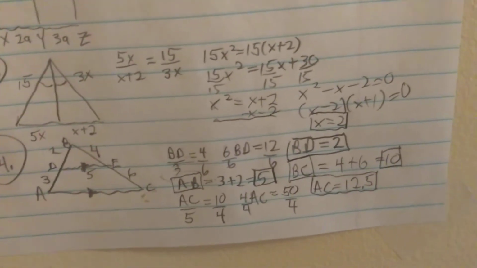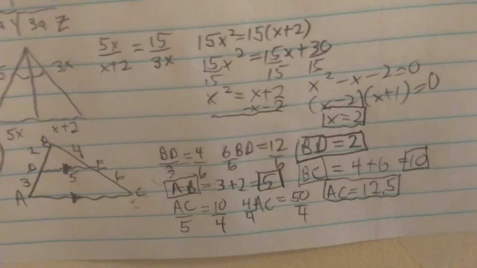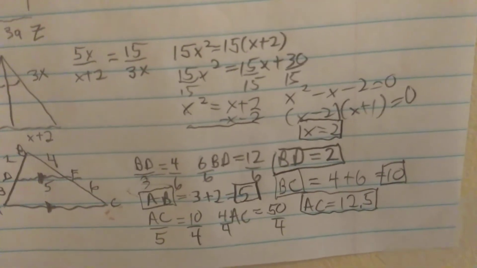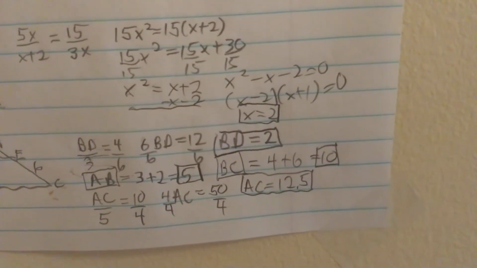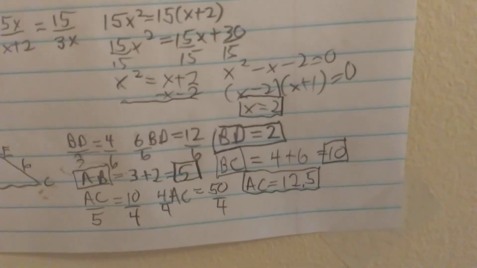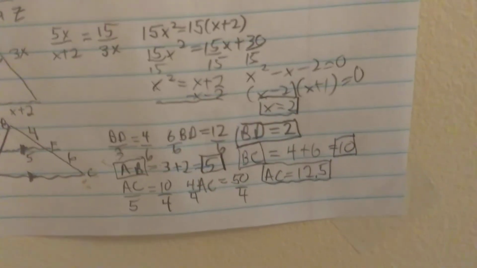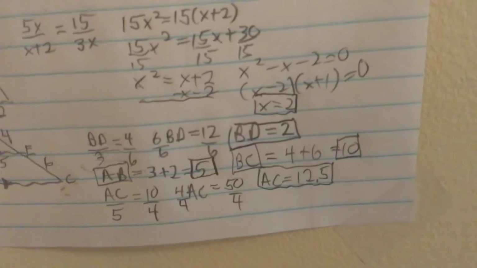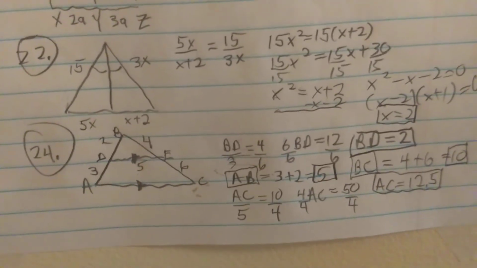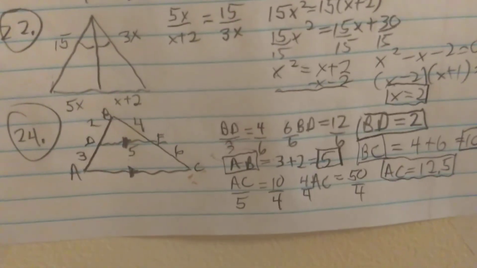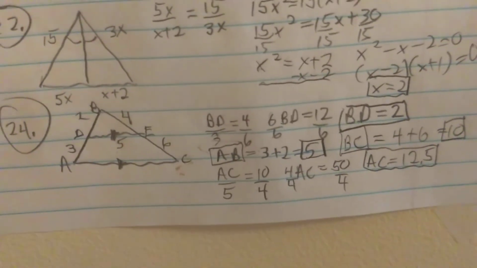Now, because these are all numbers divisible by 15, we can simplify this down to x squared equals x plus 2. But of course, to solve it as a quadratic equation, we have to subtract the x and subtract the 2, bringing it all over to the left side as x squared minus x minus 2 equals 0. And then we factor it with x minus 2, x plus 1, and x minus 2 equals 0 gives us x equals 2, which is our only positive number. So that's what we have. So the sides would be 15 and 3 times 2 are 6. And the bottom would be 5 times 2 is 10, and x plus 2 is 4.